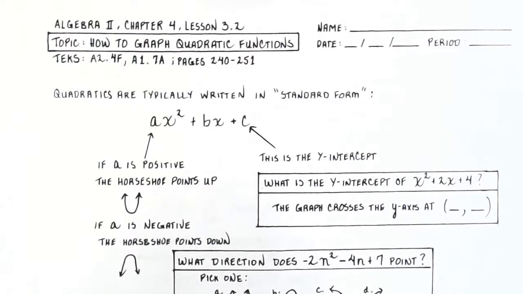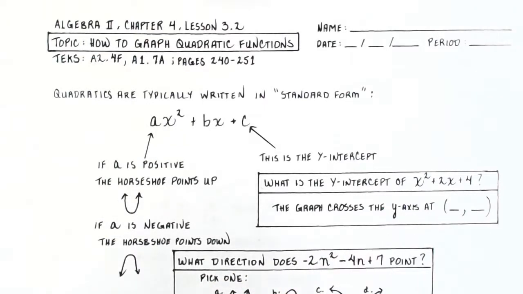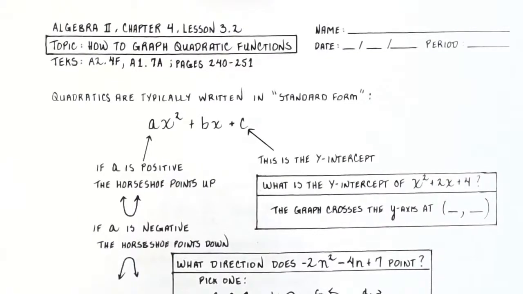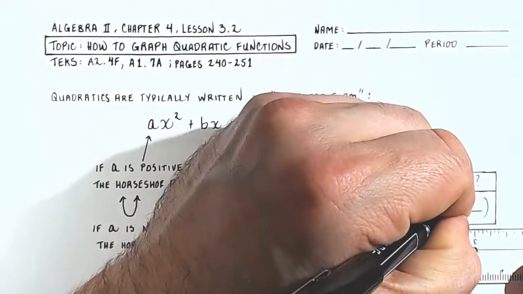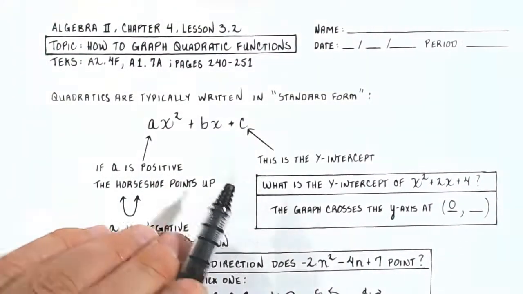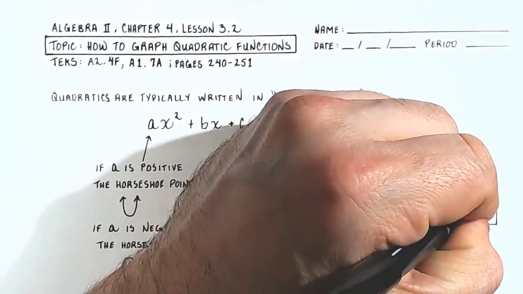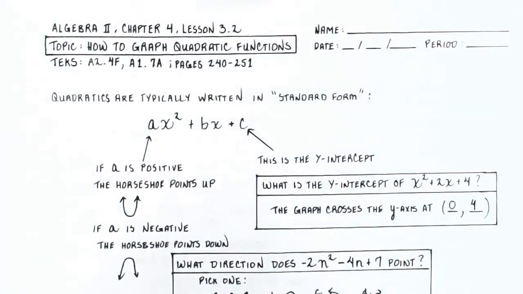The y-intercept represents the place on the coordinate plane where the graph crosses the y-axis. And the x value of that coordinate pair will always be 0. So we know that it's 0 comma something. What you're looking for is this c value. Looking at the equation x squared plus 2x plus 4, the c value is 4, so the y-intercept is 4. The graph crosses the y-axis at 0 comma 4. So go ahead and write that right there in that box.